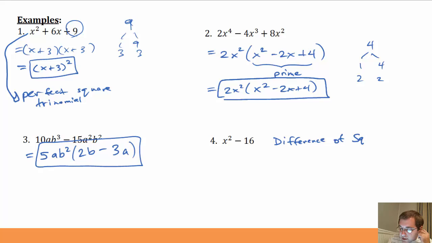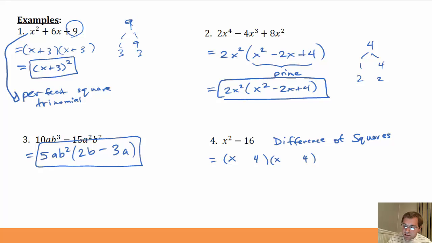It's only a difference because it's subtracted. If there was a plus there, we could not do this. But since it's subtracted, since there's a minus in the middle, we can factor it as a difference of squares because we know the square root of x squared is x. X times x is x squared, so I'll put that in the first position in both my sets of parentheses. And we know the square root of 16, it's 4. So I'm going to put a 4 in the second position in both sets of my parentheses.